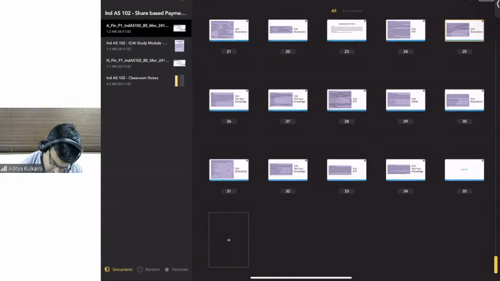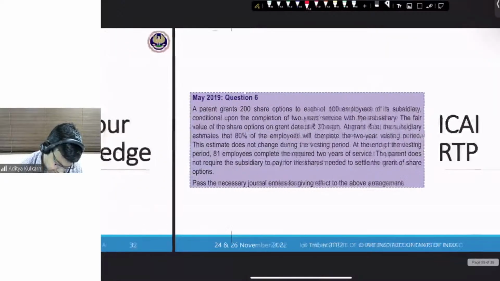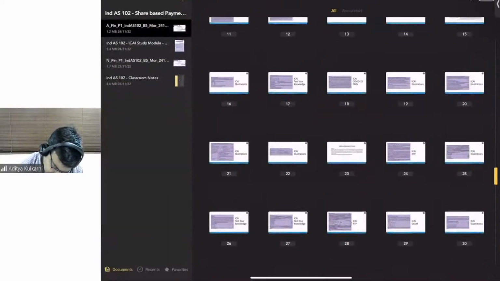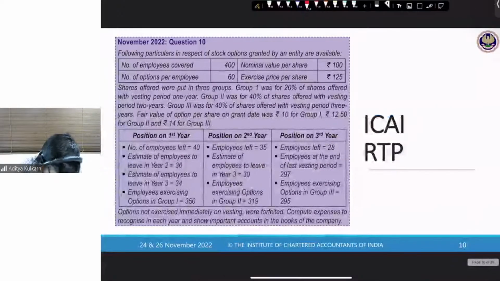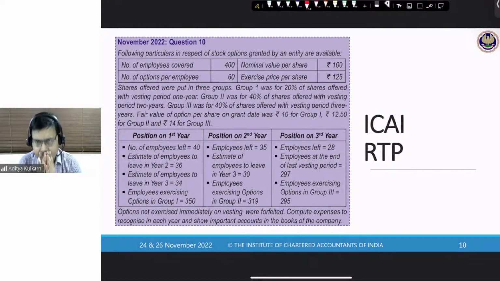So now I think we have a new November 2022 question. One second, let me just search for it. Okay, so this is the question. Ideally, this question was not there in your study module, but it is from the older syllabus. The principles remain the same. There is no change in the principles. So we shall just do the accounting accordingly.